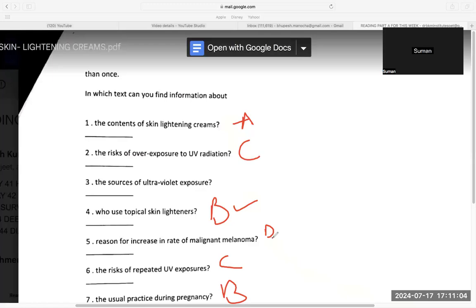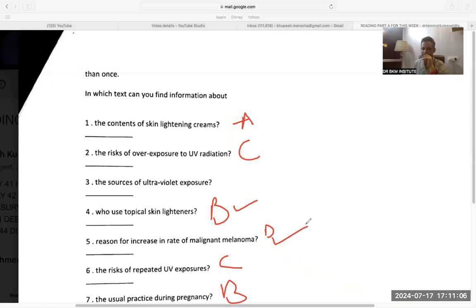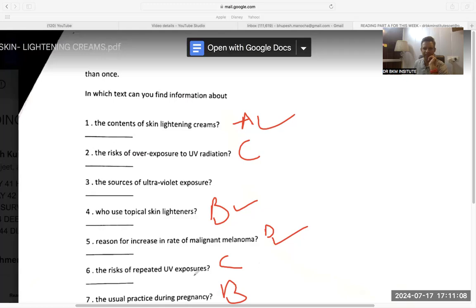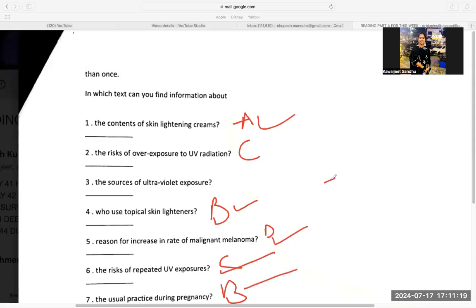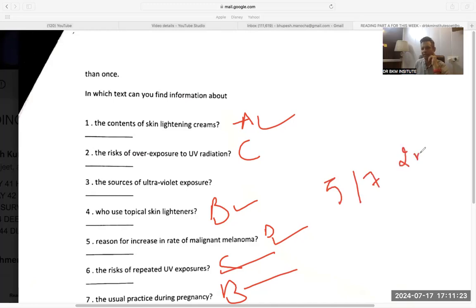Yes, sir. 100%. Malignant melanoma, 100% D. D, yes, sir. A, B, D, and risk of repeated UV exposure if you are saying D. C, sir, C, usual practice during pregnancy. B, sir, it's right. Yes, sir. 5 out of 7 in how many minutes? Not even 2 minutes. That is what exactly we want in the reading part.